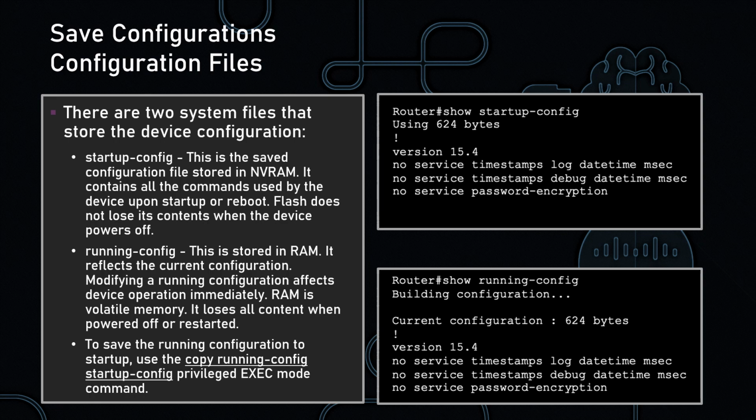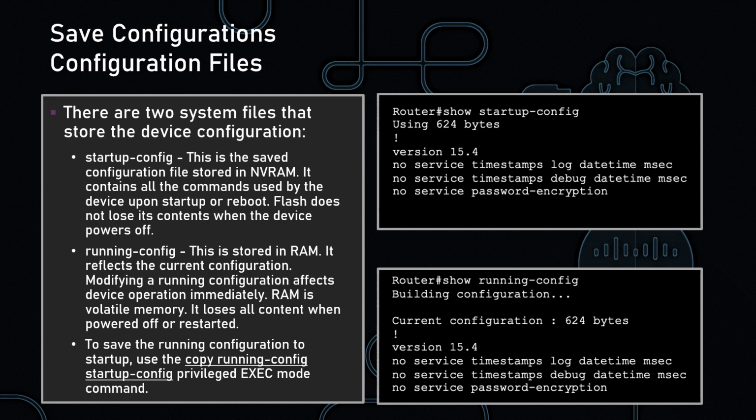Cleverly enough, running config is stored in RAM. That's active memory. It's dynamic memory. So that's the stuff we've been changing. All the stuff we've been typing in to make these modifications, that's in RAM. Modifying running config affects operation immediately. RAM is volatile memory, so it loses content when it loses power. It has to be constantly refreshed.